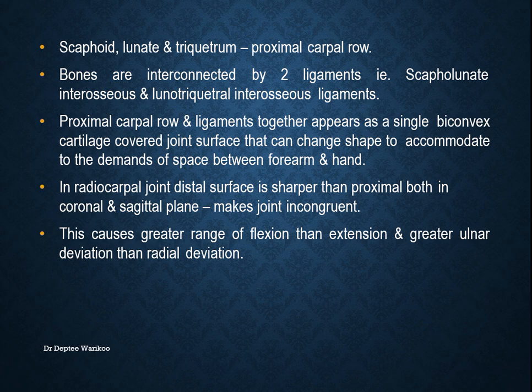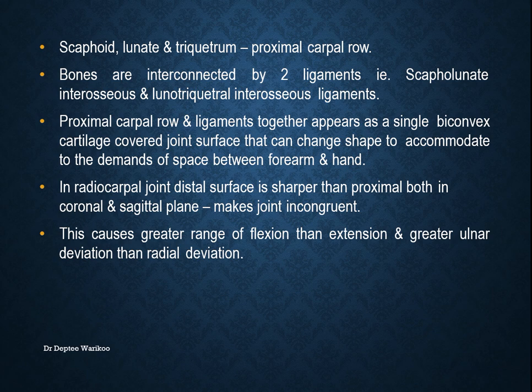The pisiform, anatomically part of the proximal row, does not participate in the radiocarpal articulation. It is a very important fact which you need to know. The pisiform functions entirely as a sesamoid bone, presumably to increase the moment arm of the muscle in which it is inserted, that is flexor carpi ulnaris.